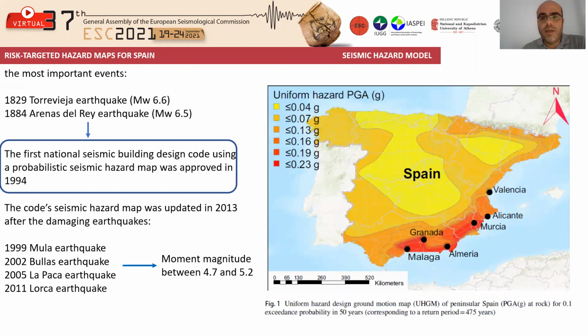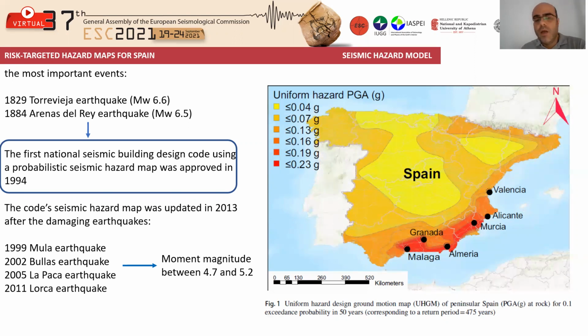Let's start talking about the seismic hazard model considered in this work. We can say that Spain is a country of low to moderate seismic hazard when compared to other European countries, such as Italy or Greece. However, the country has suffered several damaging earthquakes in the past, as you can see here in this slide. And therefore, the first National Seismic Building Design Code using a probabilistic seismic hazard map was approved in 1994. Later, the code's seismic hazard map was updated after the damaging earthquakes that occurred in the southeast of Spain.